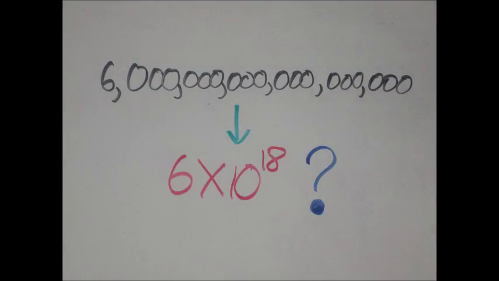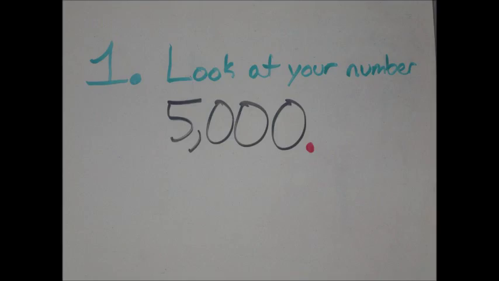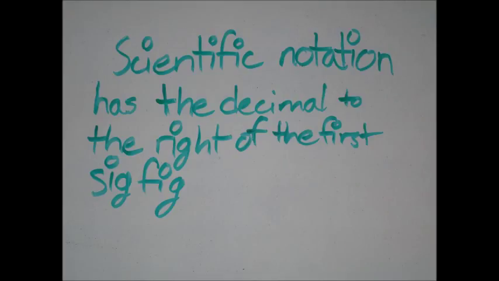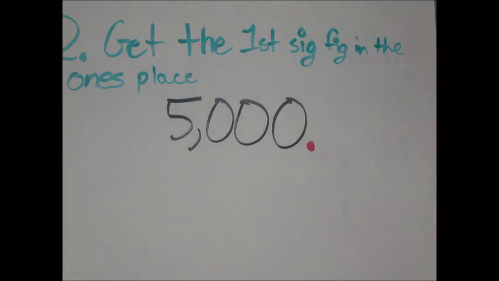scientific notation? First, we look at a number, say 5,000. The goal is to make the decimal to be right after the first significant figure. Since the number is bigger than 1, we will move the decimal to the left. 5 is the only significant figure in the number, so we need to think of a way to put 5,000 into scientific notation without making it a different number.